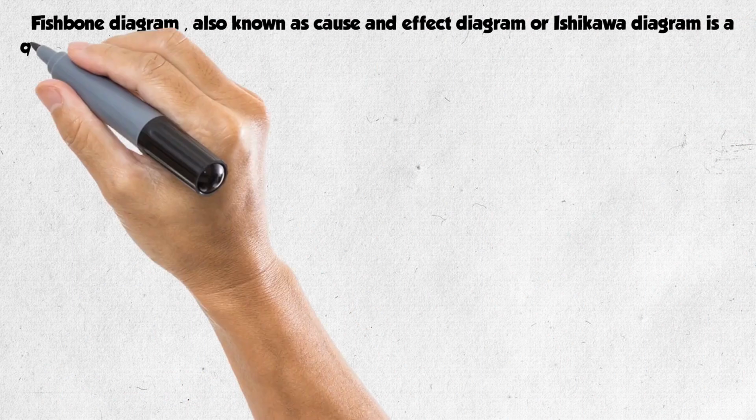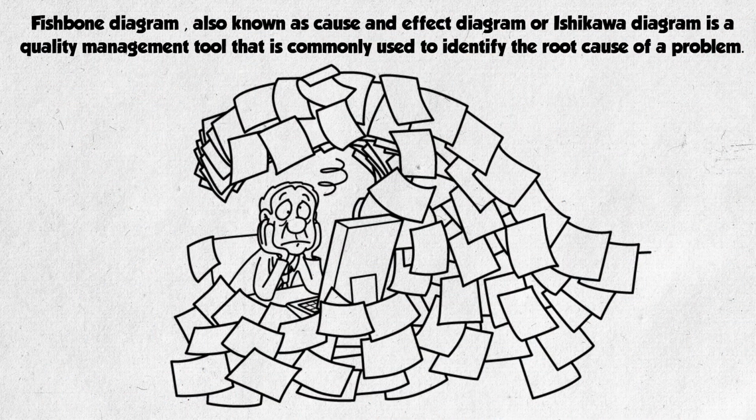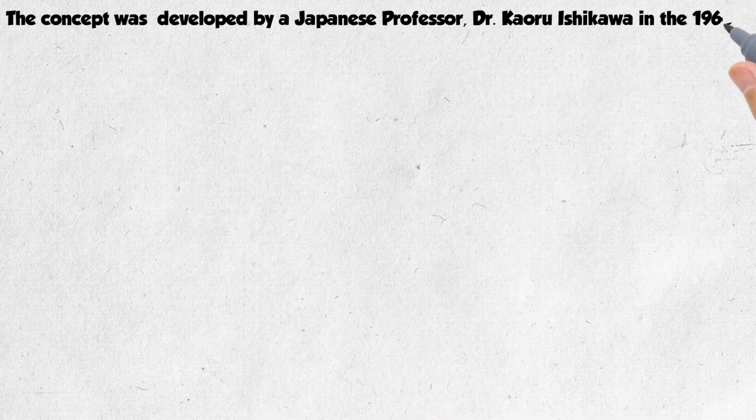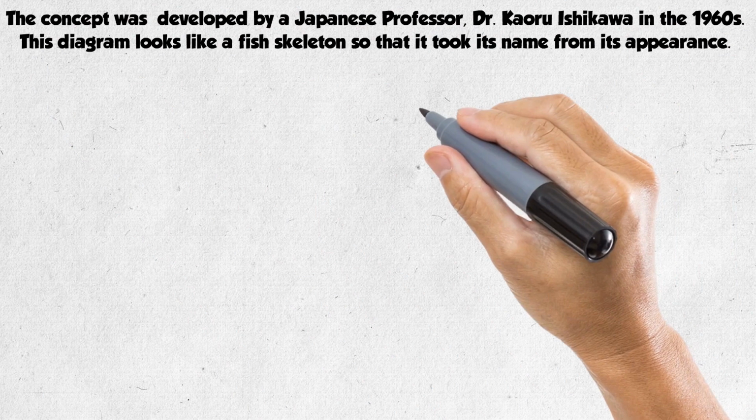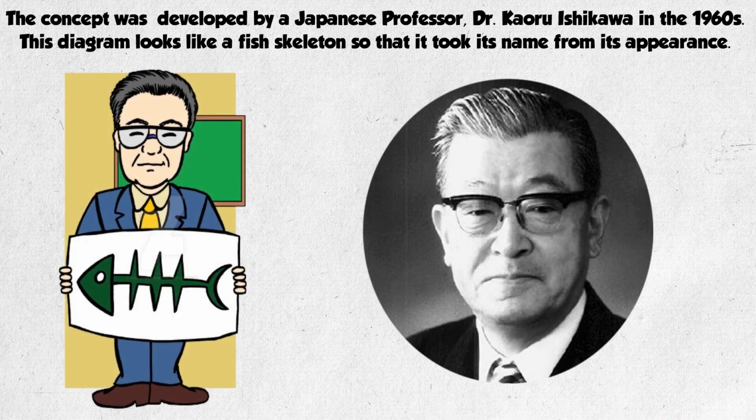Fishbone diagram, also known as cause and effect diagram or Ishikawa diagram, is a quality management tool that is commonly used to identify the root cause of a problem. The concept was developed by a Japanese professor, Dr. Kaoru Ishikawa, in the 1960s. This diagram looks like a fish skeleton, so it took its name from its appearance.